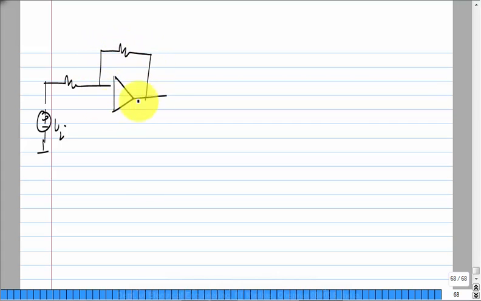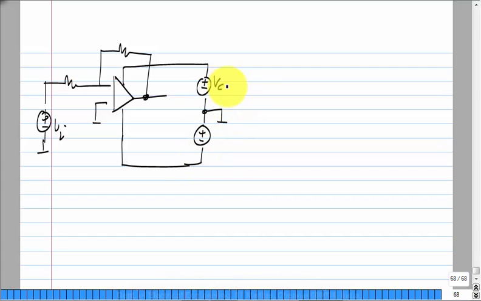So let me quickly go through another example. Let me take the inverting amplifier, operating with a dual supply, and the load is connected like this. Now I want to make this operate with a single supply. So what should I do quickly?